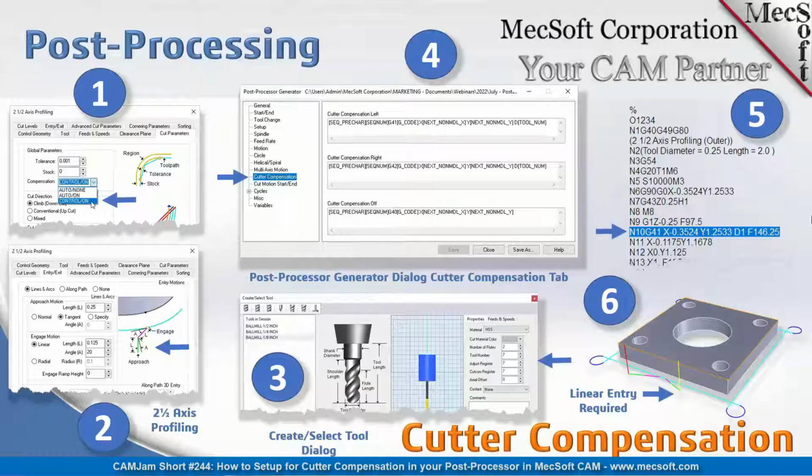And then when you actually get to the line of code that is your finishing pass, the cutter compensation code will be enabled at that line of motion. And then at the end, you'll see a G40, which will turn it off again. And again, number 6 is just an example.